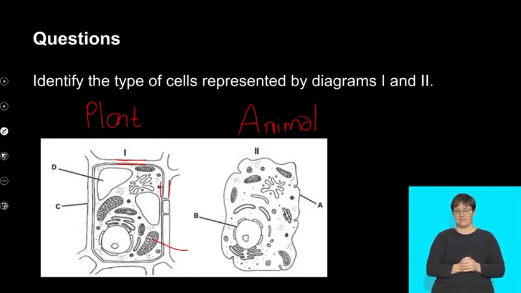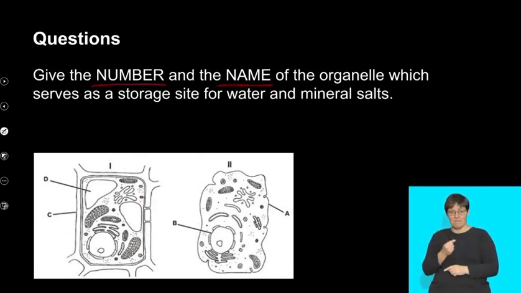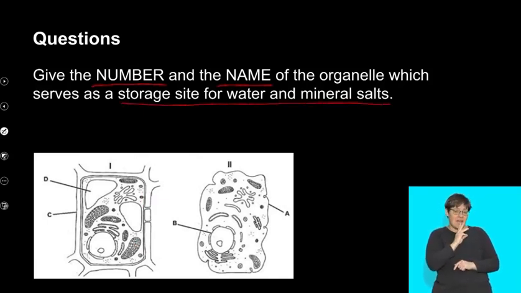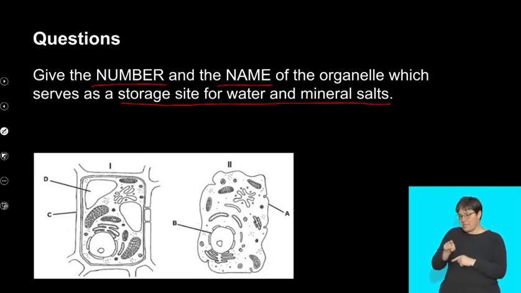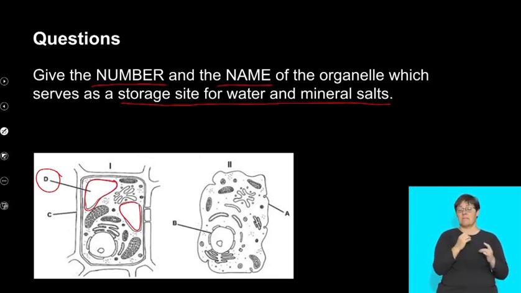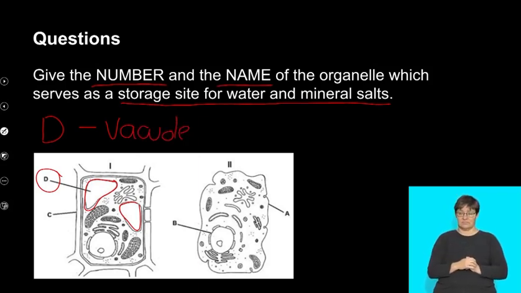Now it says give the number and name of the organelle which serves as a storage site for water and mineral salts. Now you're looking for the vacuole, that is the name. And remember, usually I'm going to look in the plant cell because that's where it has a far more important function. My answer here is going to be number D, because can you see it? It's a nice large open space. There's actually two of them in there. So my number is D, and the name is vacuole.